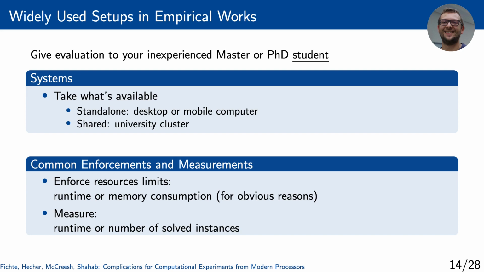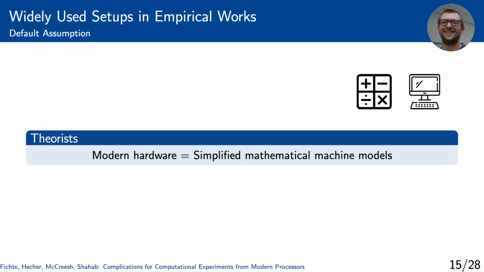Common measurements in the community are runtime and memory consumption, which are both often also used for resource limitations. Additionally, we're interested in the number of solved instances within a limited time slot. A commonly used assumption by theorists and also many practitioners is that modern hardware is similar to a simplified machine model, meaning we are running on the von Neumann architecture and everything is deterministic.